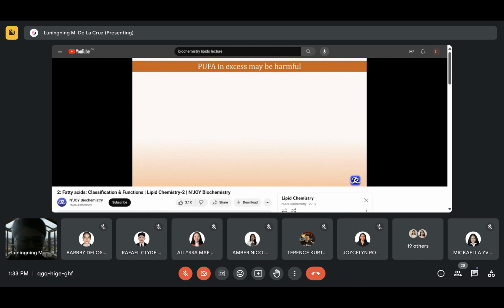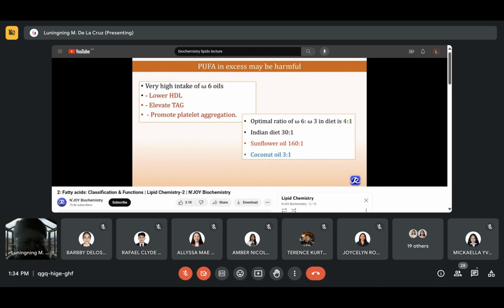Polyunsaturated fatty acid in excess may be harmful. Very high intake of omega-6 fatty acids lowers the HDL level, elevates triacylglycerol level, and promotes platelet aggregation. The optimal ratio of omega-6 to omega-3 in the diet should be 4:1, but the Indian diet has a ratio of 30:1. Sunflower oil has a ratio of 160:1 and coconut oil has a ratio of 3:1.